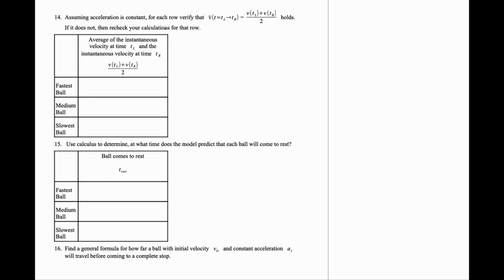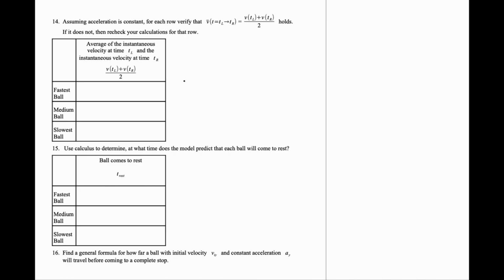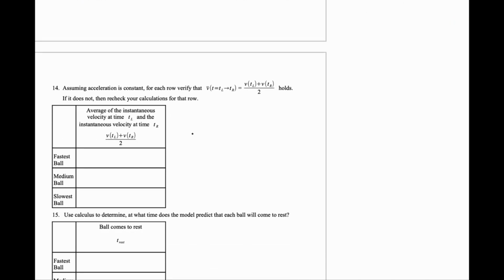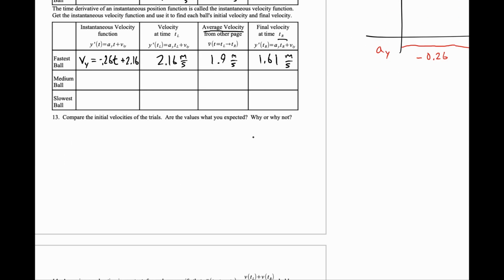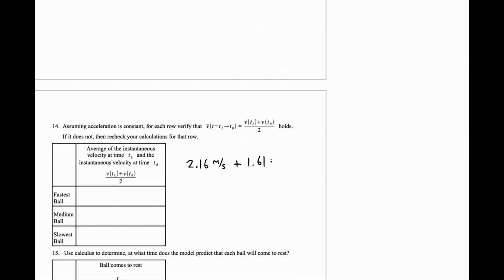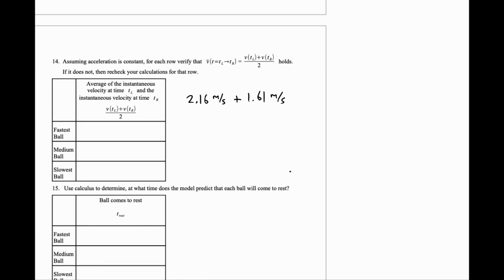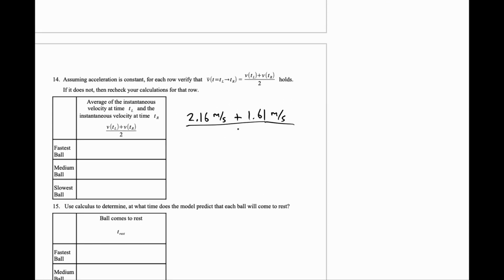Assuming acceleration is constant, verify that the formula here holds. Alright, so for my fastball, 2.16 was my starting velocity. We want to add that to 1.61, which is my ending velocity. And then divide by 2 to get the average, it's called. Alright. Comes out to 1.89. Basically 1.9.